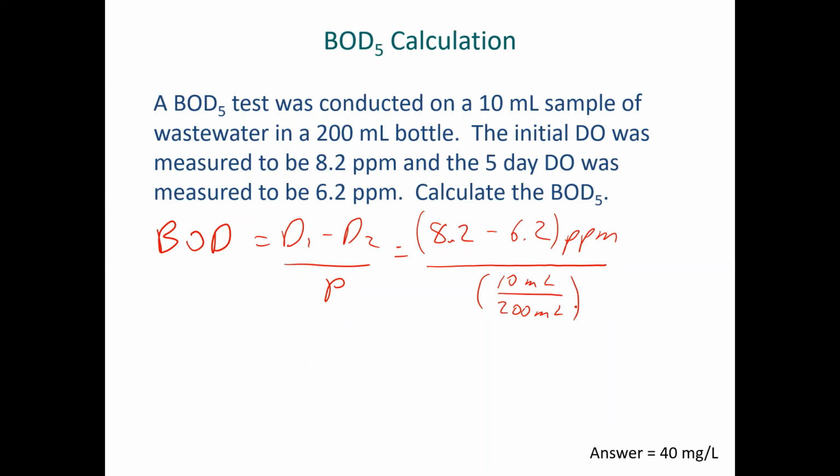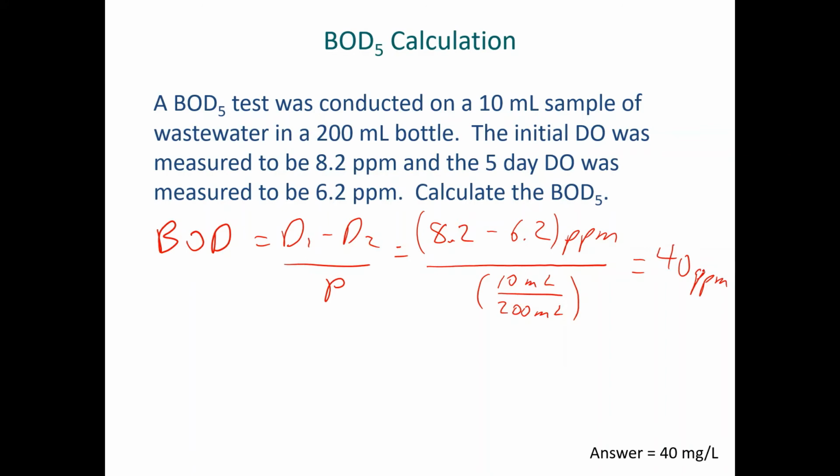The way I presented the formula is slightly different than what's done in the lab. In the lab, it says multiply D1 minus D2 times the total volume divided by the volume of the sample. But you can see when you manipulate the formula, it's basically the same thing. If I have this calculator right, I get 40 ppm. So pretty straightforward. You've seen it in the lab already. There should be no surprises there.